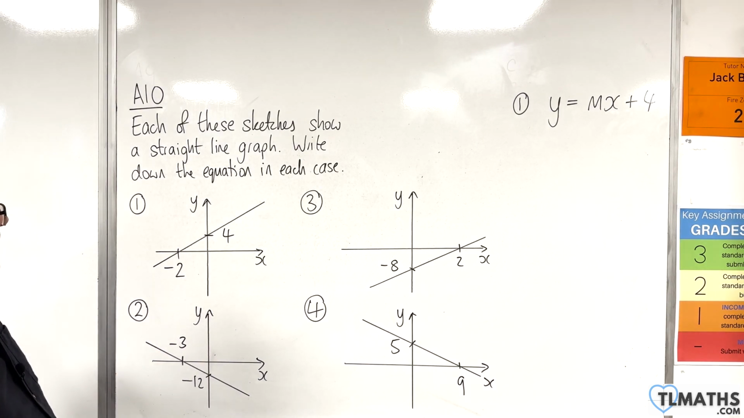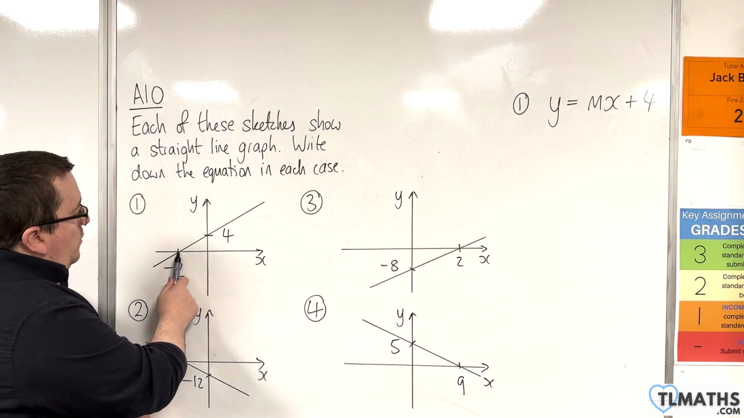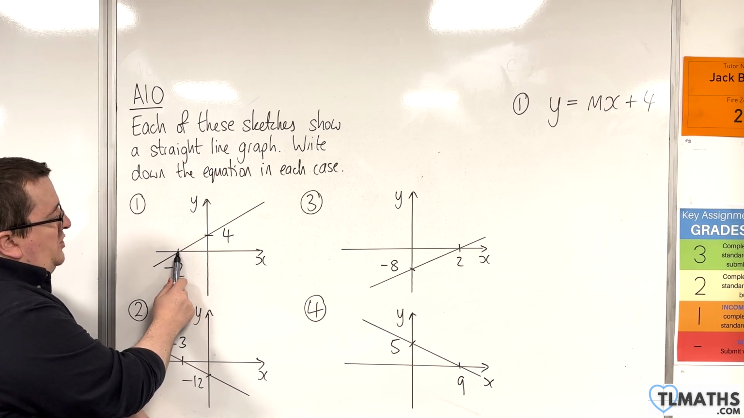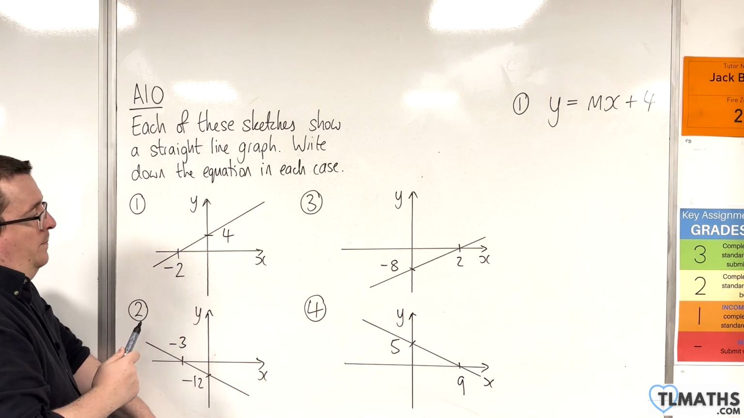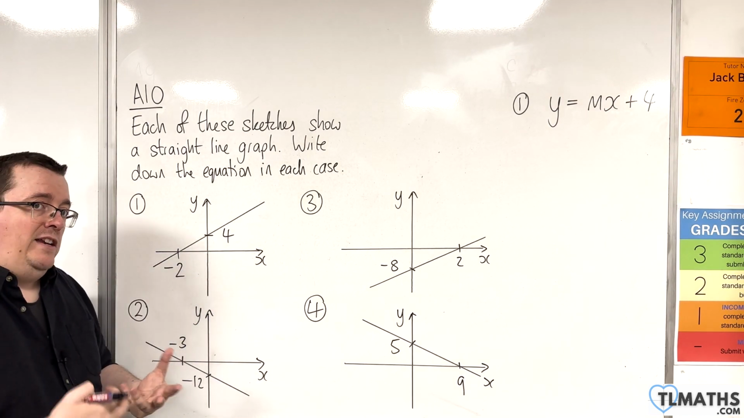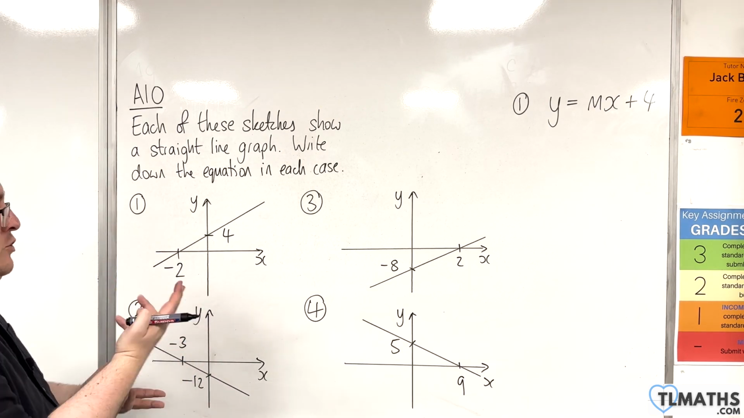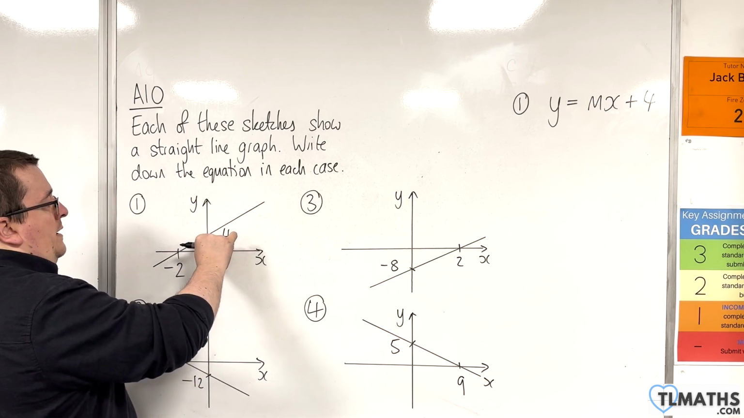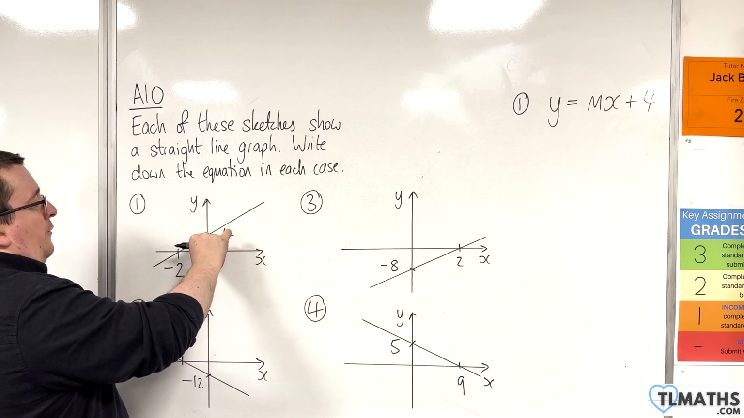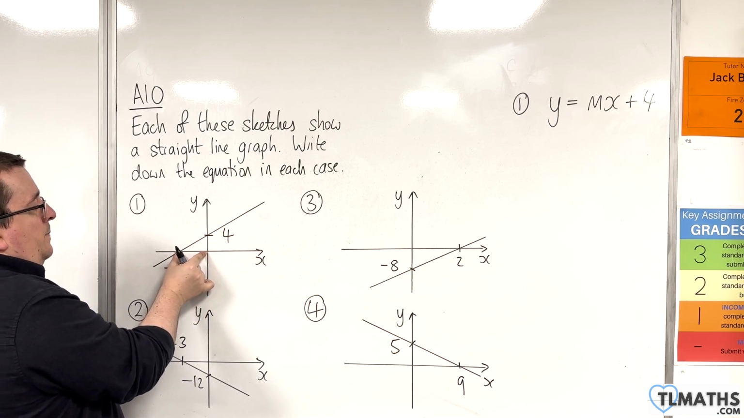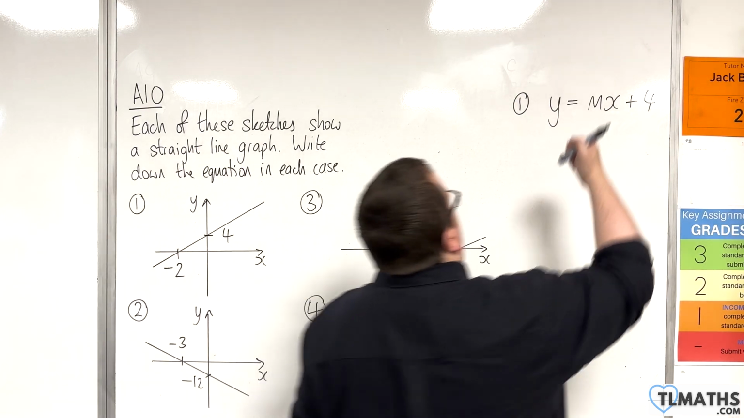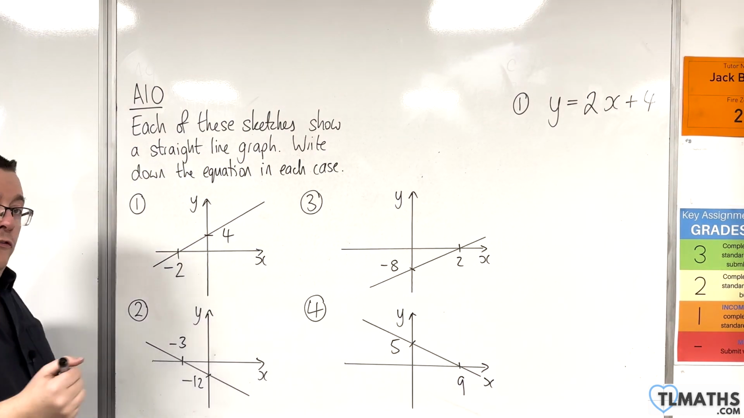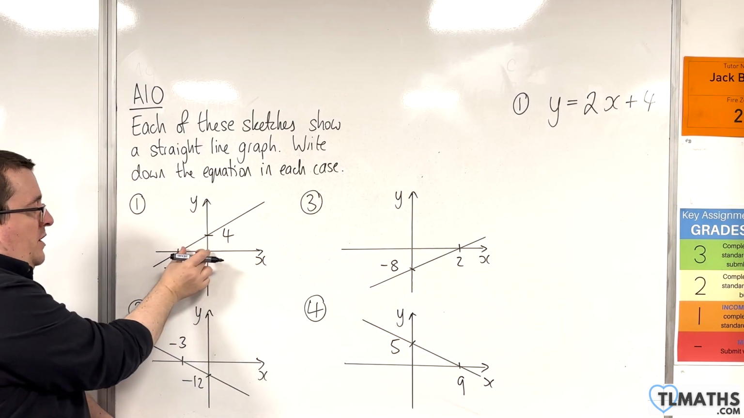What is m? Well, we know that it's going through -2 on the x-axis. So we're going 2 along and 4 up. Okay, but in order to read off the gradient, you need to go 1 along and then something up as your gradient. So the way to calculate the gradient is to do the difference in the y divided by the difference in the x. So 4 divided by 2, which is 2. So that must mean that the equation is y equals 2x plus 4. So the difference in the y divided by the difference in the x.